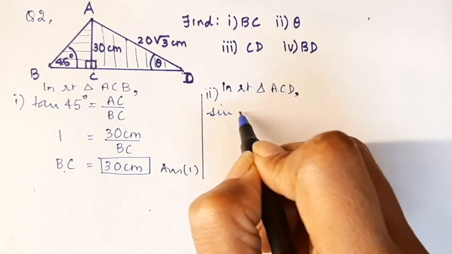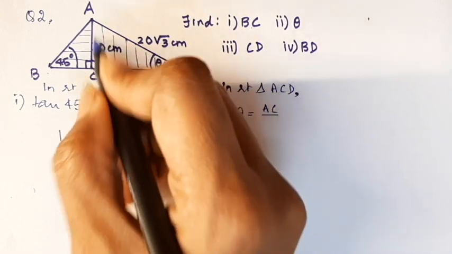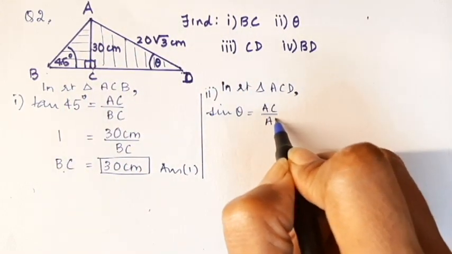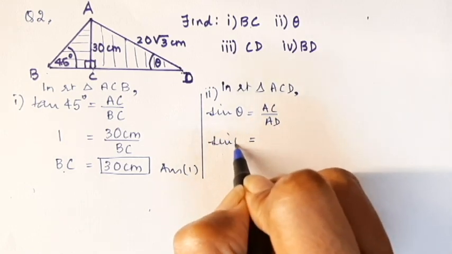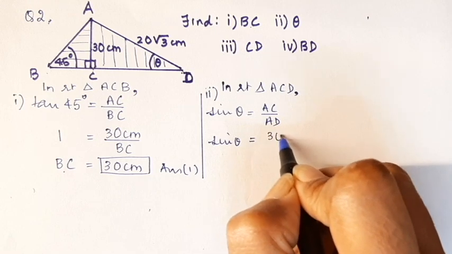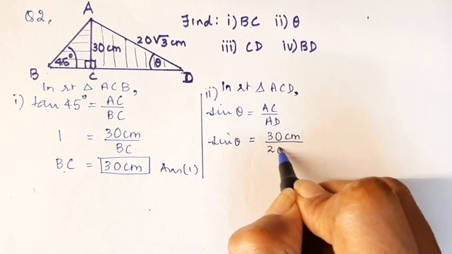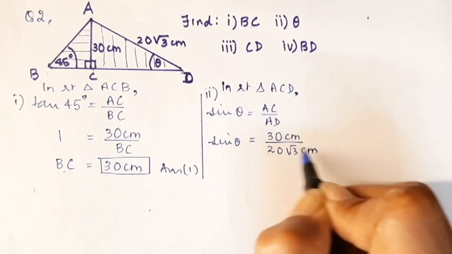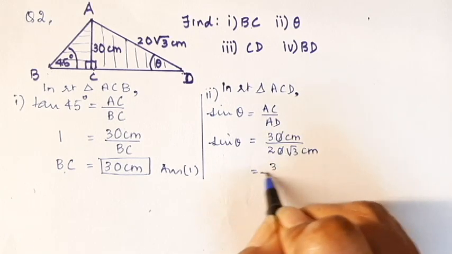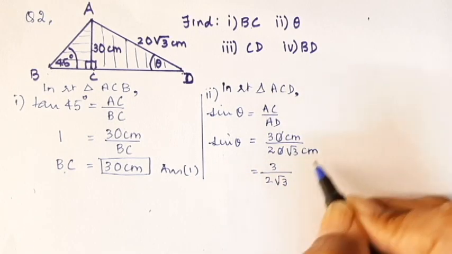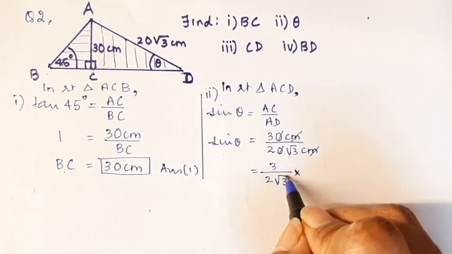So we'll have sine theta is equal to AC, which is opposite, and AD, which is hypotenuse. And so we have sine theta equal to 30 centimeter upon 20 root 3 centimeter. Let us cancel this out, and that will give us 3 upon 2 root 3. Centimeter also got cancelled. Now here we have an irrational number in the denominator.